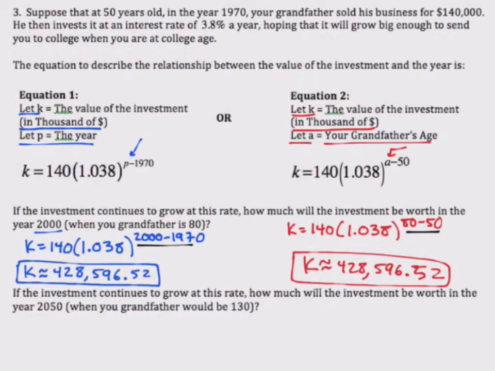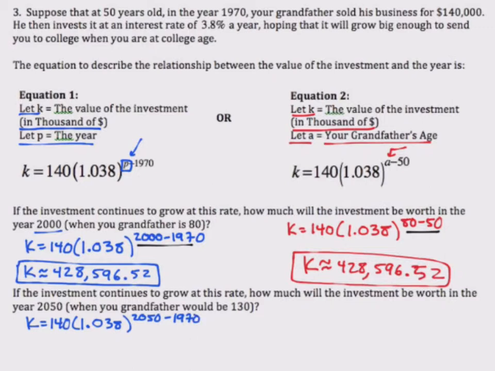All right, and with the second example, all we're asking is for how much the investment would be worth in another year. Say the year 2050, when your grandfather would have been 130 years old. So in our first equation, all we're going to do is substitute 2050 in for the year right there. All right, so we end up with the value of the investment will be 140 times 1.038 raised to the power of 2050 minus 1970.